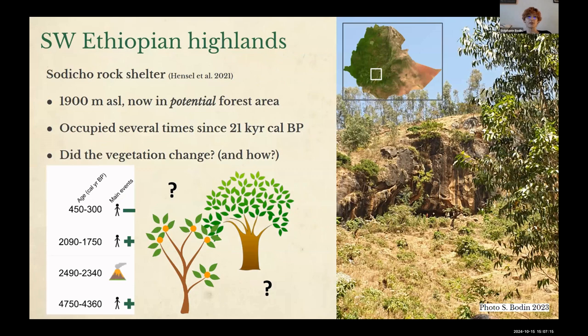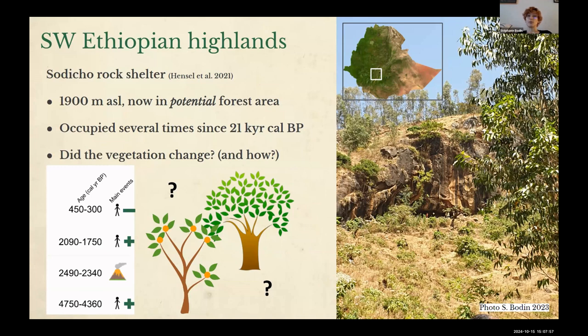So during my postdoc, I was studying a rock shelter. It's an archaeological site that is located in the Southwest Highlands, here. This rock shelter is at a high altitude, 1,900 meters above sea level, and now it's supposed to be in the forest. We talk about potential vegetation in Ethiopia because now the natural vegetation is highly degraded, but at this altitude, for the climate, we are supposed to have a forest. And it's important for what I will say next.